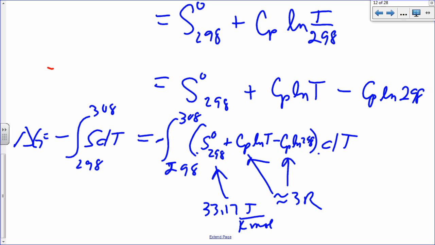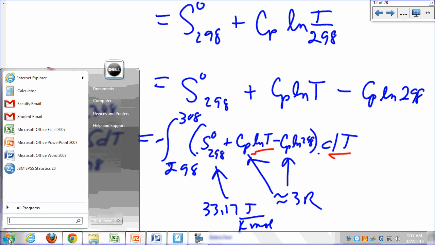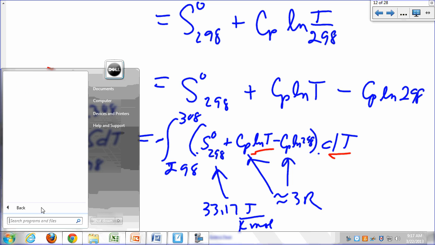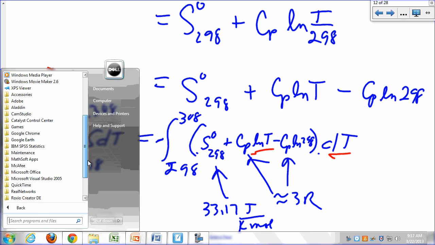So all you have to do then, do you know how to integrate ln t dt though? What is the integral of ln t dt? It's not 1 over t. Integral of 1 over t dt is ln of t. So let's see. Let's do that in MathCAD.